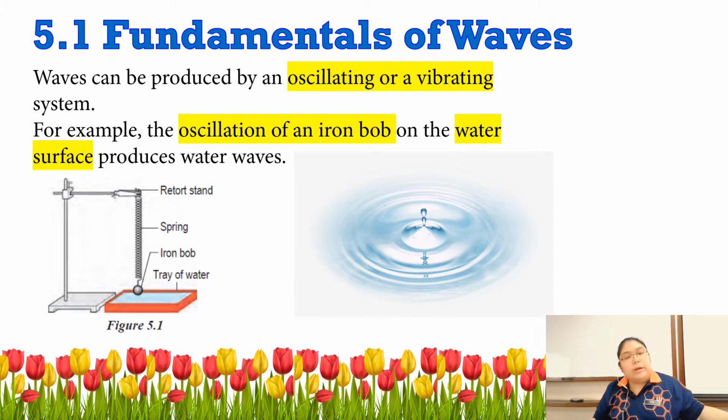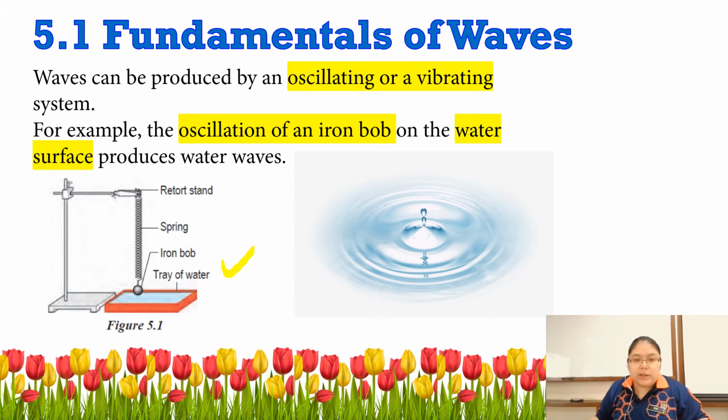Now I want to go to chapter 5. This is a new topic, chapter 5, fundamentals of waves. We are talking about types of waves in this whole topic. First, waves can be produced by an oscillating or vibrating system. Something oscillates or vibrates, and it can also produce a wave. For example, the oscillation of an iron bulb on the water.